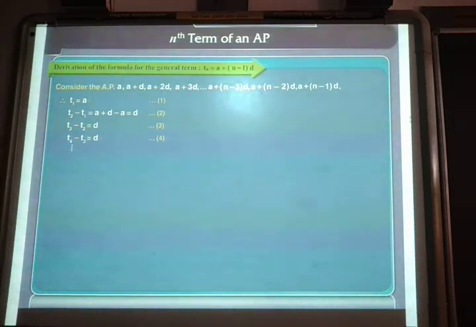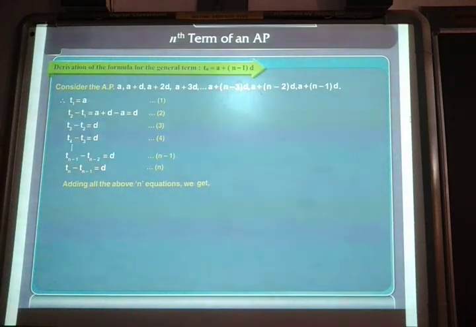What is the term before the n minus 1th term? The term before the n minus 1th term is the n minus 2th term, that is Tn minus 2. What is Tn minus 1 minus Tn minus 2? It is equal to d. What is Tn minus Tn minus 1? It is also d. Here we have n minus 1 equations.